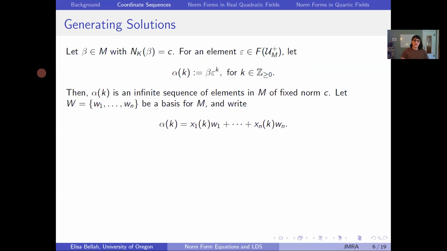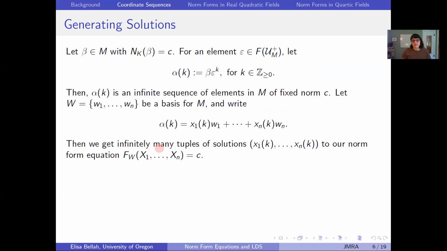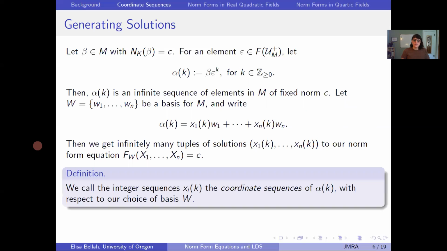Okay, so if we let W be a basis for my module, and I write this sequence of elements alpha k in terms of this basis, going back to my Diophantine problem, remember this says that I get infinitely many tuples of solutions to my original norm form equation. Okay, so these integer sequences, xi of k, is what I would like to focus on for this talk. So let's give them a name. Let's call them the coordinate sequences of alpha k, and they change depending on basis, so with respect to the basis of my module.